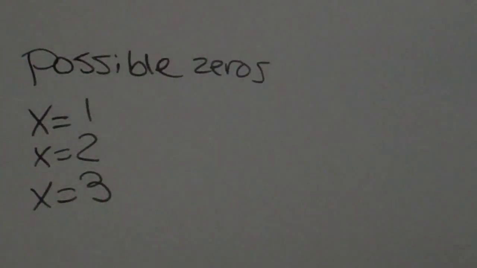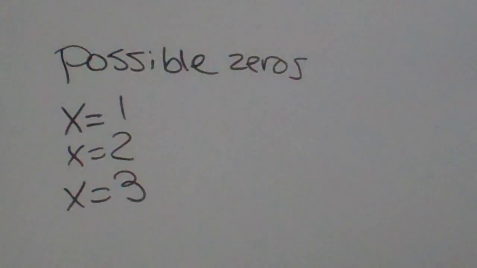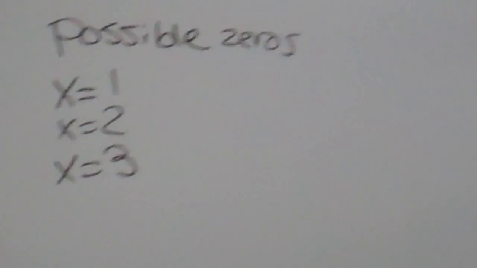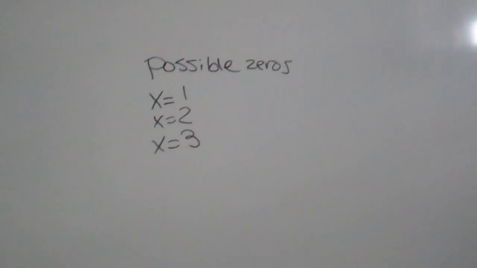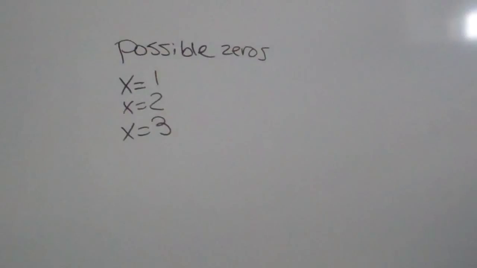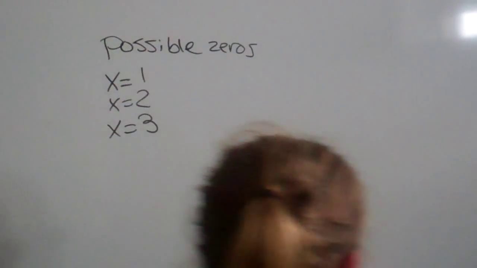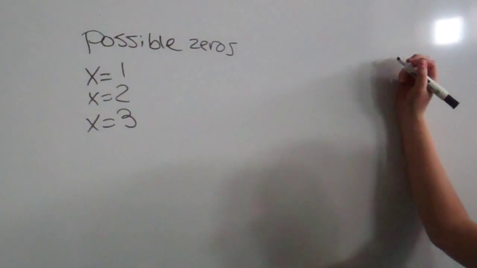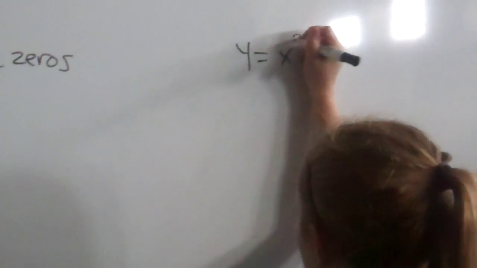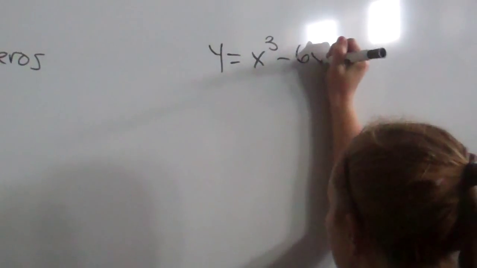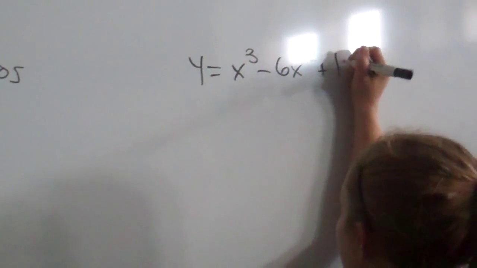Alright, so now we need to check those possible zeros. And in order to do that, we're going to use synthetic division. Synthetic division will use that original equation. So we're going to write it again, which is y equals x cubed minus 6x squared plus 11x minus 6.